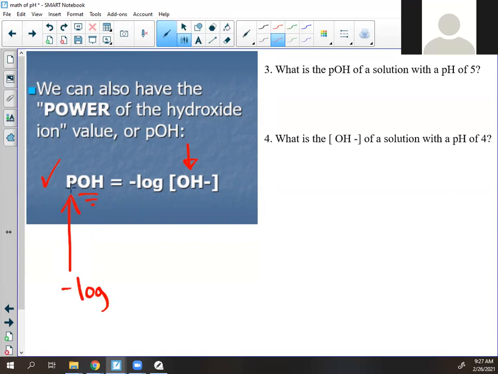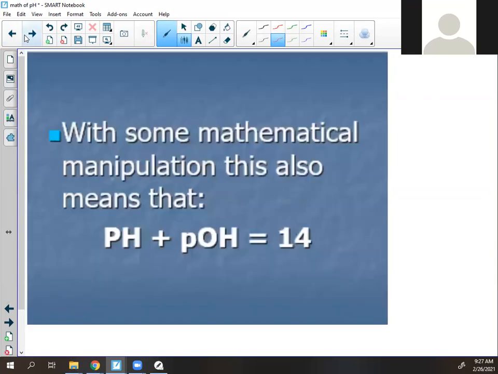In AP, we learned 7 or 8 P things like pH, pOH, pKa, pKb, pKw, pKsp, and I think that's about it. So that's 5, I think. But it just means negative log of whatever comes next. So up here, number 3, what's the pOH of a pH of 5? Okay, well, that's a little bit tricky. Let's go to this slide first.